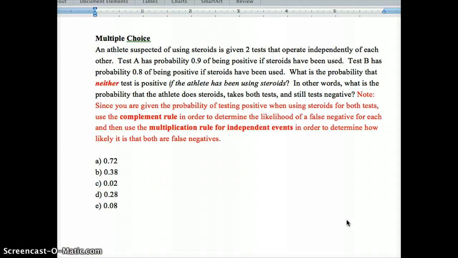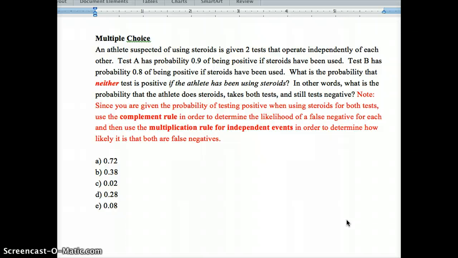So I want you to use that logic for your multiple choice question now. Here we have an athlete suspected of using steroids, given 2 tests that operate independently of each other. Remember, that means the outcome of one doesn't affect the outcome of the other. Test A has a probability of 0.9 of being positive if steroids have been used.